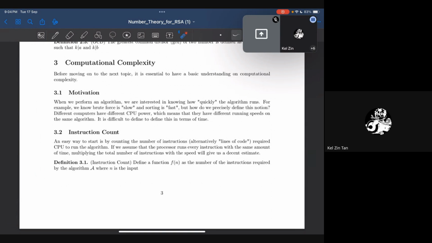Okay, so the thing about computational complexity is we want to calculate how quickly the algorithm runs. In particular, we know that brute force is slow and sorting is fast, but how do we precisely define what is fast and what is slow? And furthermore, sometimes we have different computers. If you use a supercomputer, then it could run your algorithm faster. Or if you use a regular computer, or even something very slow like a Raspberry Pi, then they could run at a slower speed.